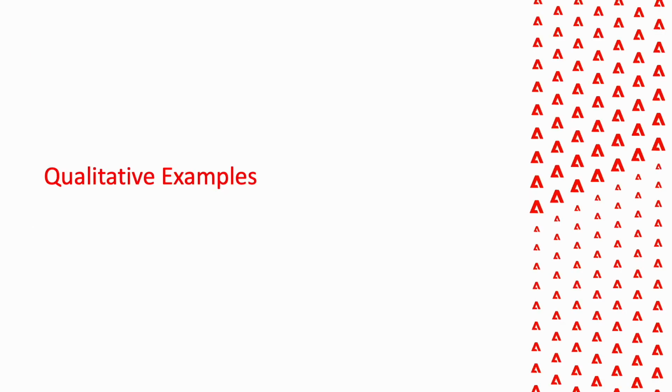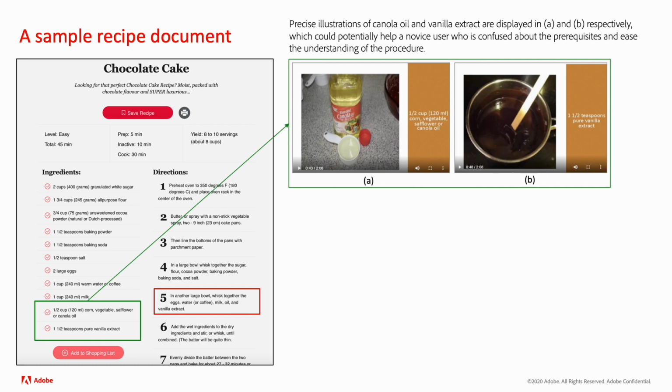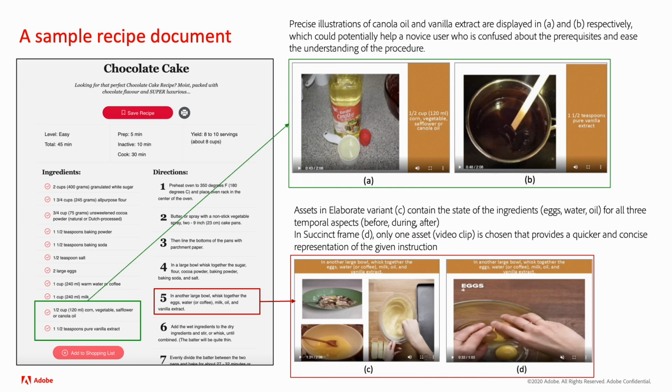We will now present some qualitative examples obtained from our system. For the highlighted ingredients, the synthesized frames clearly contain canola oil and vanilla extract. For the highlighted instruction, two variants are synthesized by our system. The elaborate variant contains the state of the ingredients for all three temporal aspects, while in the succinct version, only one asset is chosen to provide a concise representation.